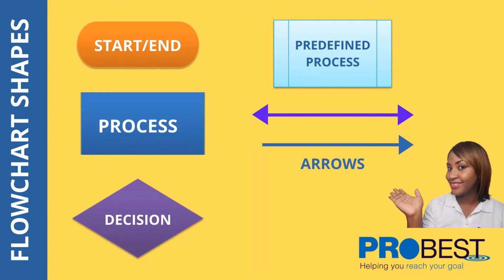The predefined process, which is also called a sub-process. The predefined process, as the name suggests, is used to reference a process that already exists and was already documented. And of course, our arrows, and these are used to show the interrelations taking place.